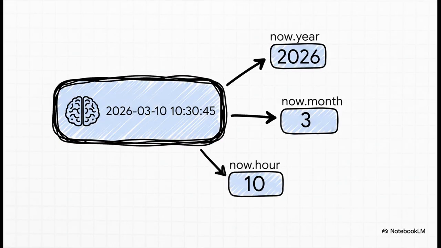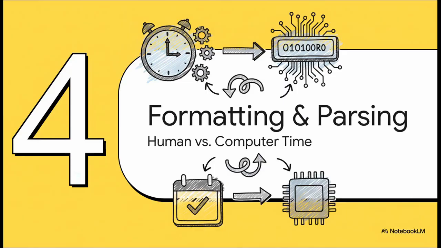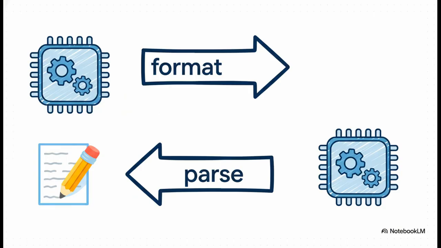Now, this is where the magic really happens. That output we just saw, it's not just a piece of text. It's a smart object. That means you can ask it for its individual parts. You can just say, hey, what year is it? Or what's the hour? Just by using a dot. It's incredibly powerful. Okay, so this brings us to a really important skill. We need to be able to translate between how the computer understands time and how we humans actually want to read it on a screen. You're gonna want to remember these two.